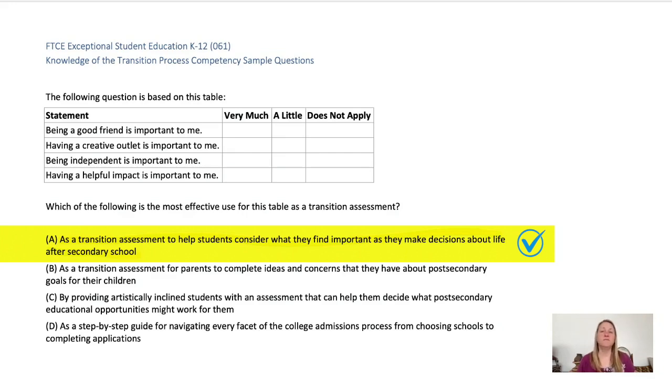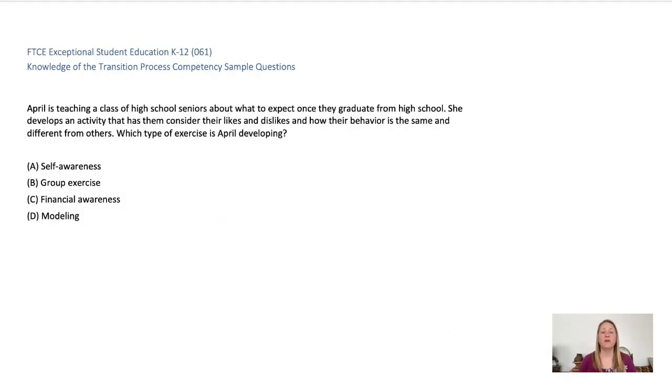The most effective use of this table as a transition assessment is that it can be used to help students consider what they find important as they make decisions about life after secondary school. The table contains statements for students to consider, such as, being a good friend is important to me. Students can decide how applicable each statement is to them. Based on reflection prompted by the process of filling out the table, students can apply new insights gained to decisions about post-secondary life.